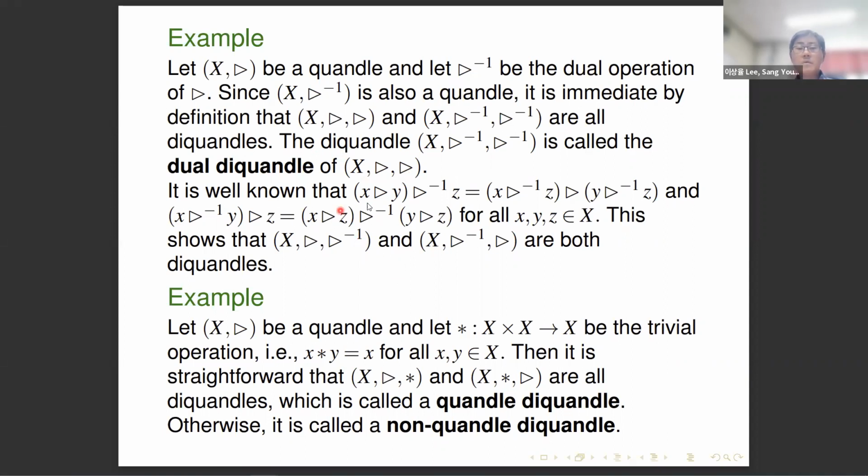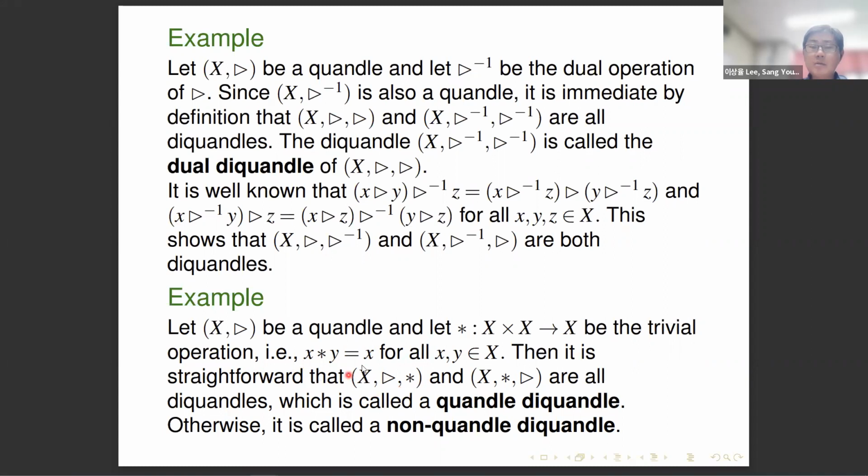And this equation is well known. And so (X, δ, δ inverse) and (X, δ inverse, δ) are also both diquandles. So another example is: let (X, δ) be a quandle and star be the trivial operation. That is to say, x star y equals x for all x, y in X. Then it is immediate that these two are all diquandles, which is called quandle diquandle.